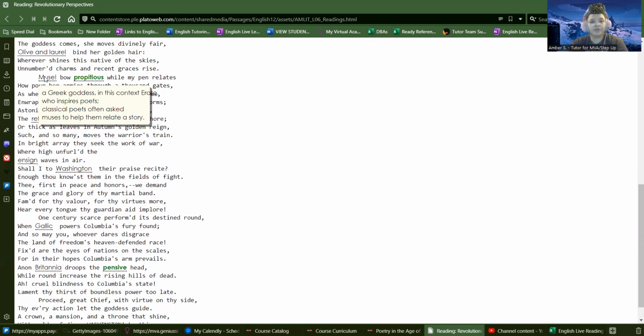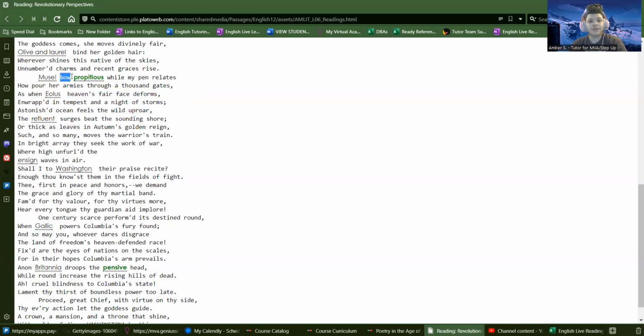And it says here, a Greek goddess. In this context, it would be Erato, who inspires poets. Classical poets often ask muses to help them relate a story. So it's basically them adding a small, tiny prayer at invocation. You're trying to get that inspiration to show up to help you write.